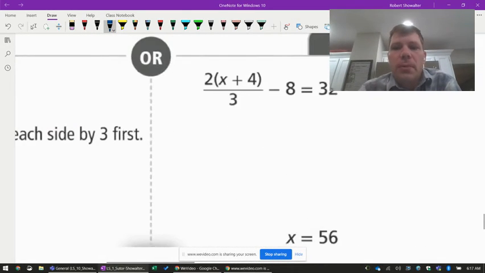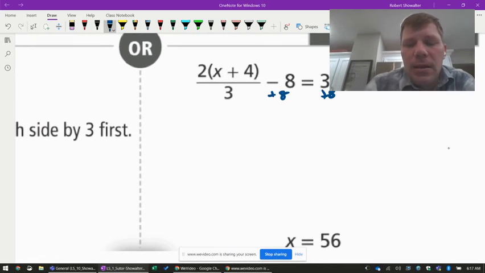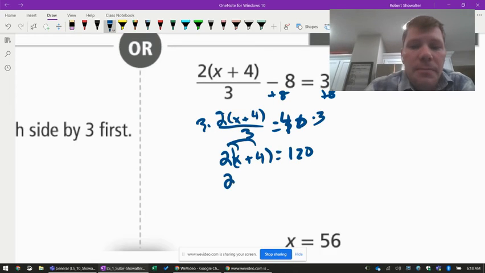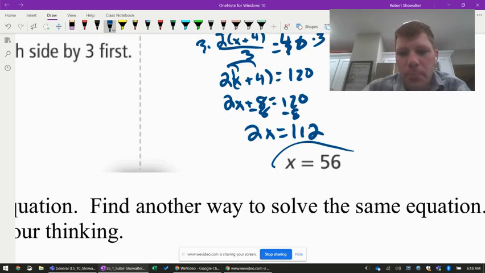Whereas the way that we went about solving it before, we added 8, add 8. Ooh, that should be 40. Times 3 times 3. I would distribute that. Minus 8, 2x equals 112, divide by 2, boom, 56.